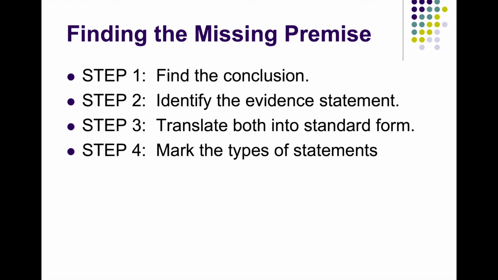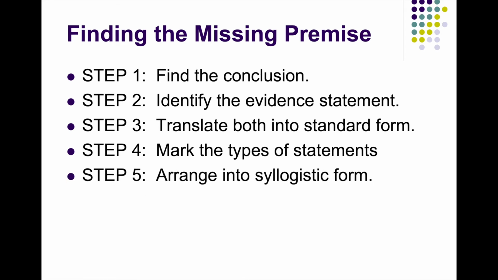and then mark the types of statements after your translation. So now do you have universal affirmatives, universal negatives, particular affirmatives, or particular negatives? And arrange those statements, the 2 statements that you have, that is the 2 statements that are explicit in the natural language argument, arrange those into syllogistic form. So you've translated them into standard logical form. Now put them in the right place, the conclusion at the bottom under the line, and then the evidence statement or premise above the line.